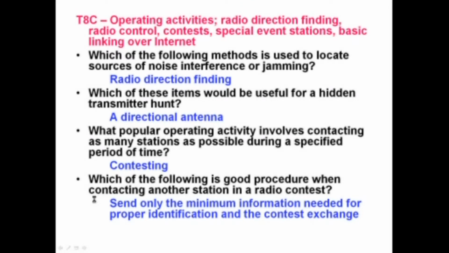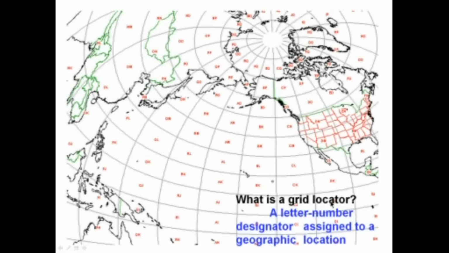Okay, what's a grid locator? A grid locator is a letter-number designator assigned to a geographic location. If you want a better description of this, go to wikipedia.org and look up Maidenhead grid. These grids were originally set up at a meeting in Maidenhead, England. They're called Maidenhead grids, and they're the ones we use as grid locators in ham radio. And it's a letter-number designator assigned to a geographic location.